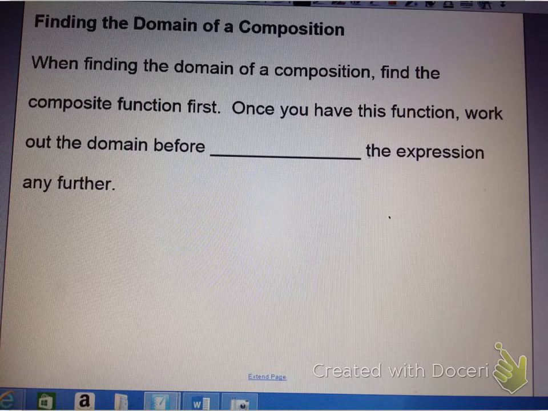Okay, so when you're asked to find the composition of two functions, it's also going to ask you in the problem to find the domain, and this is pretty important. When finding the domain of a composition, you want to find the composite function first. And then once you have this function, work out the domain before simplifying the expression any further.